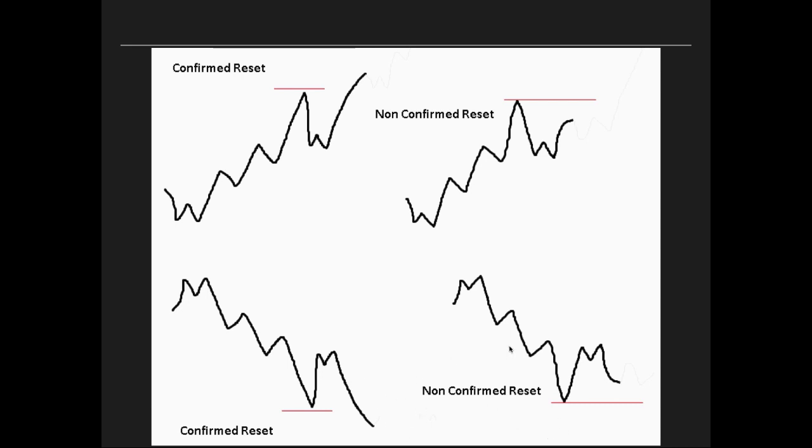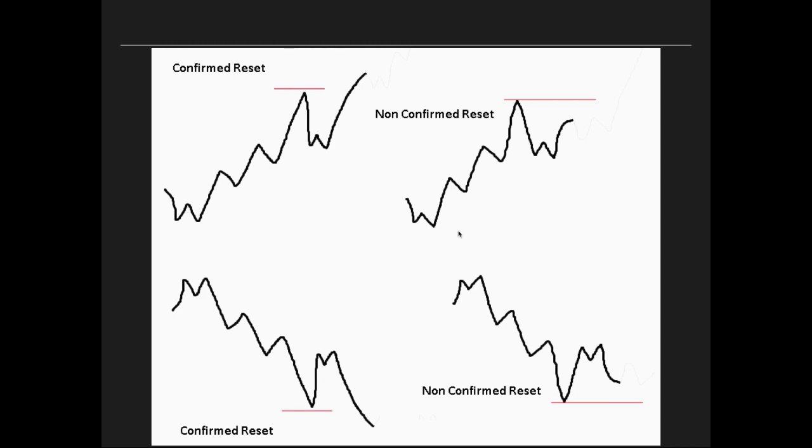So the irony with resets is that you don't know that it's a reset until it's a reset, right? Until it happens. You can try to predict it, like saying maybe it could break the top here, but unless you really see it happening, unless it confirms, you're never really sure if you're in a reset or not.